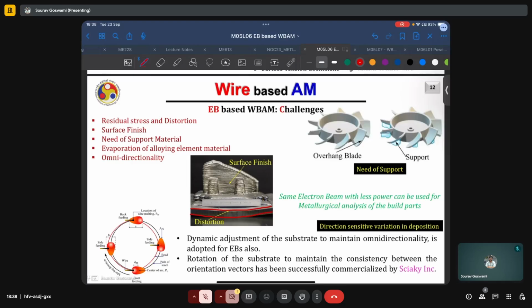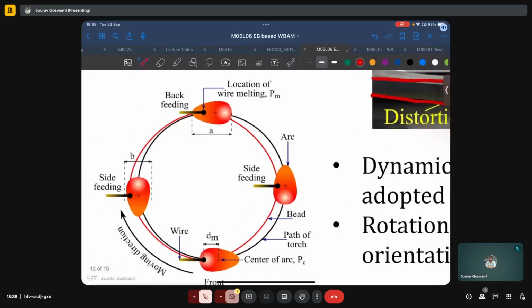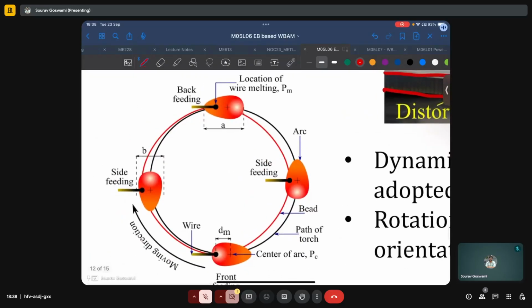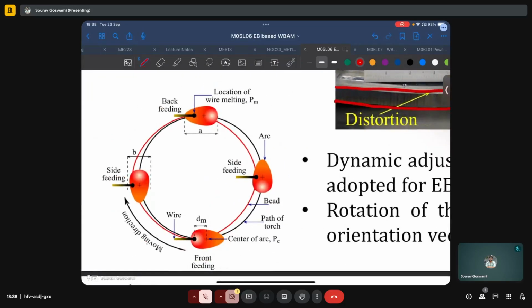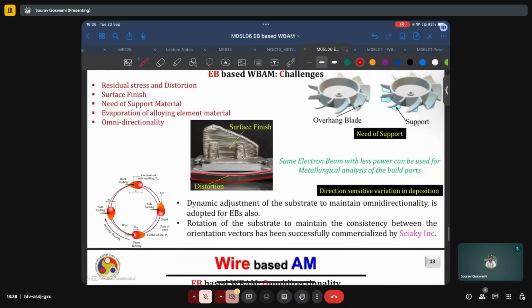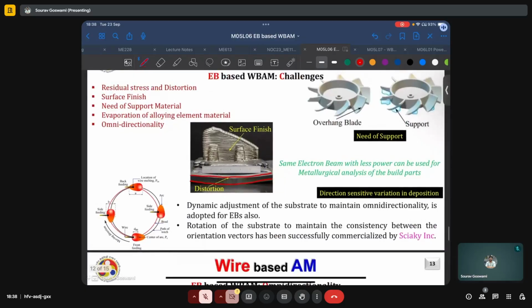And of course, just like the other wire-based AM processes that we discussed, lack of omnidirectionality can be a concern if the wire is being fed laterally from one direction, because just like we discussed last week, depending on the relative motion of the electron beam and the wire feeding apparatus, we can have different feeding characteristics. It can go from back feeding to side feeding to front feeding, which can lead to a lack of omnidirectionality and a consequent lack of isotropy in the material properties.